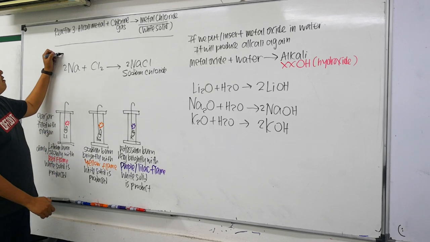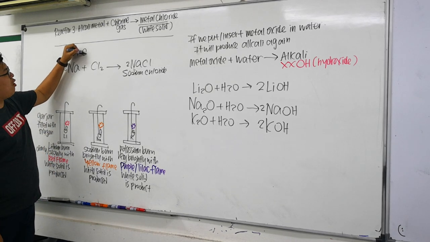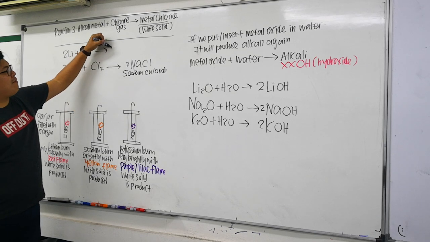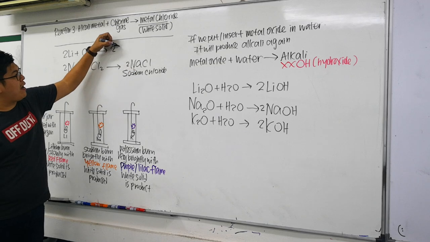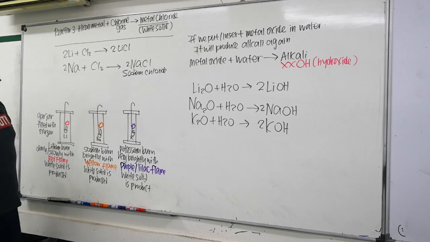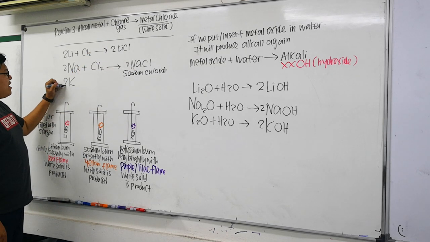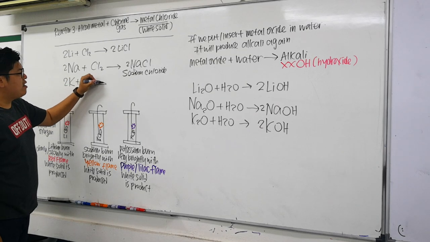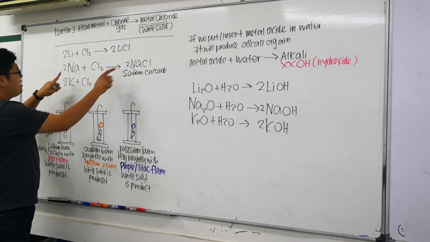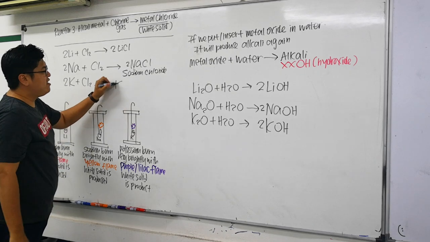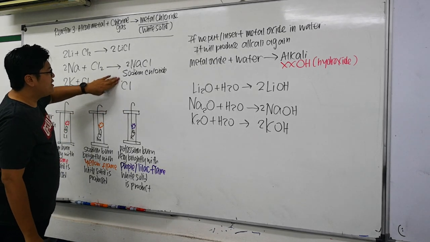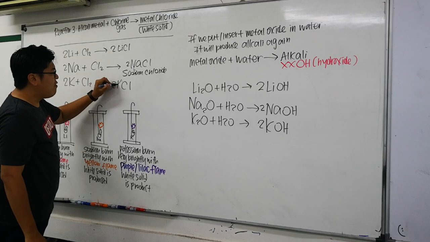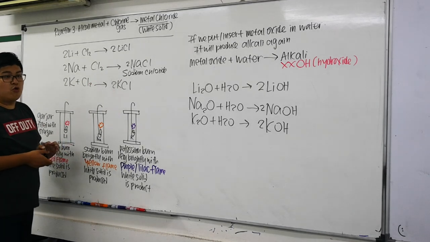Copy paste. 2 lithium plus chlorine becomes 2, and the A changes with the Li. So here it becomes LiCl, lithium chloride. Potassium here is a 2, this is chlorine. Na is Na, K is K, KCl. It's a 2 here. And that's how we do it. So I don't think it's very hard, right? The good thing is what?